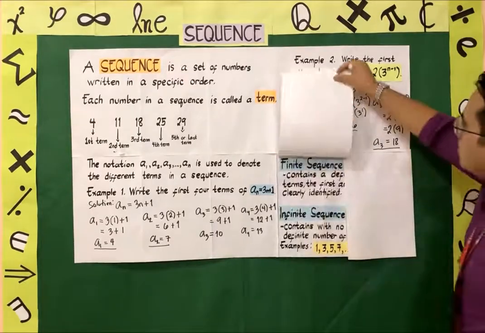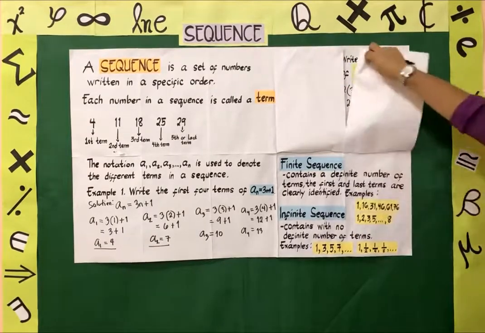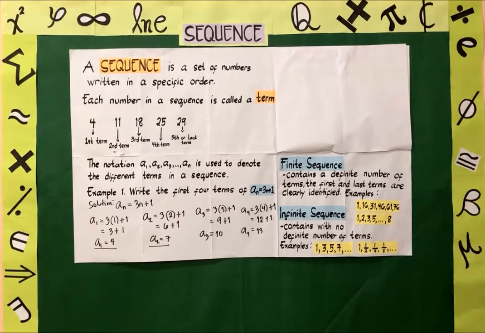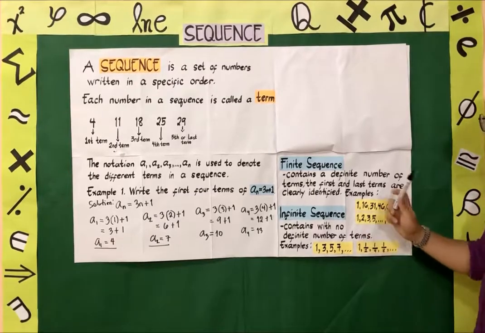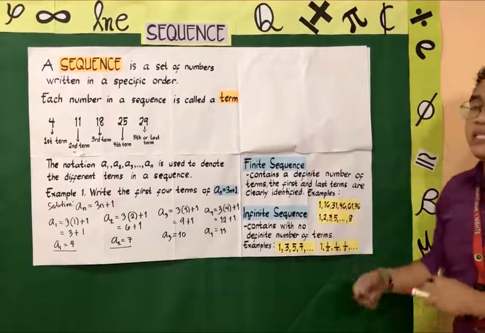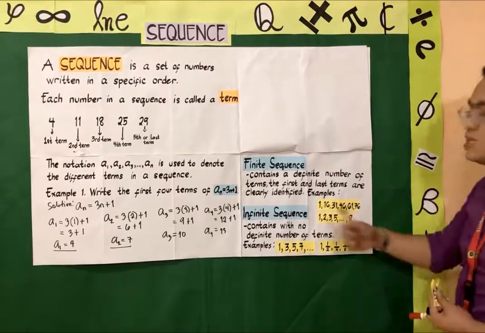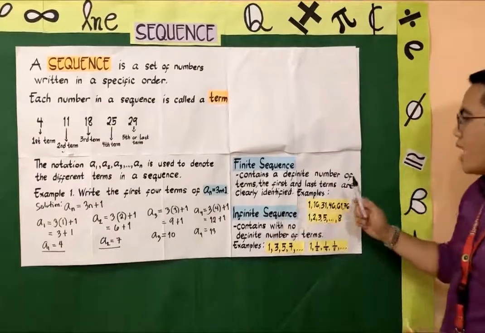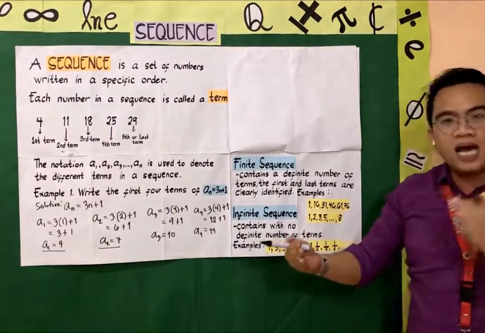Okay, so the next that we're going to discuss is about the two types of sequence. The first one is the finite sequence, and we also have the infinite sequence. A finite sequence is defined as one that contains a definite number of terms. The first and the last terms are clearly identified. So when you hear the word finite, it contains a definite number of terms. When you say definite, it is countable. Yes, it is countable in number of terms. Also, the first and the last terms are clearly identified. It was already given. Makikita natin yung first term at saka yung last term.